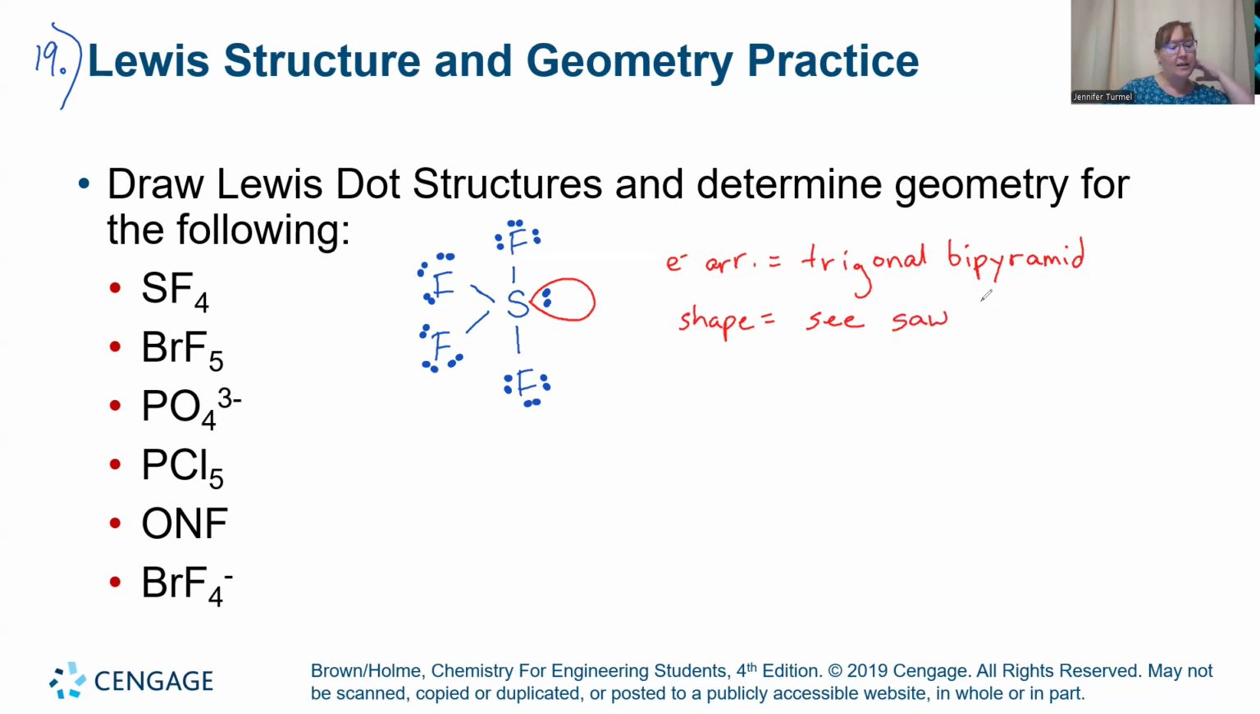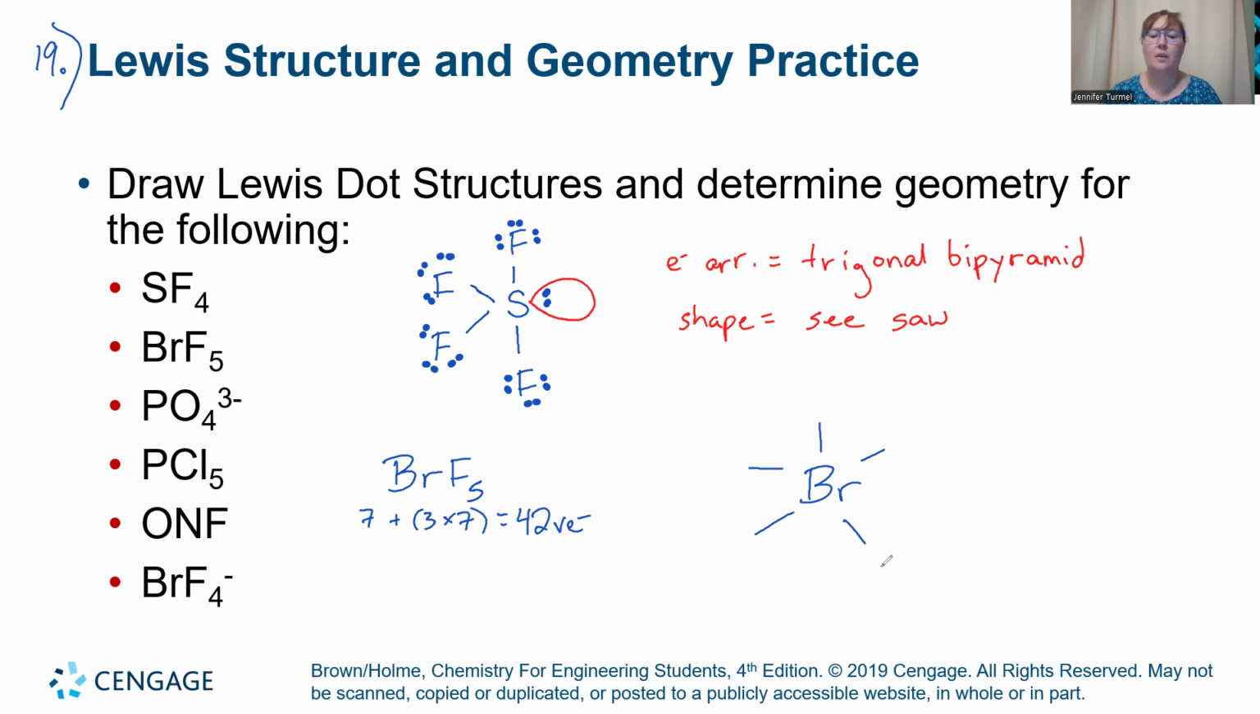If you didn't have any lone pairs on the central atom, they would match. Okay. All right. Now let's take a look at our next one, which is BrF5. So that one we'll need to kind of start from scratch on, BrF5. So we have 7 valence electrons plus 5 times 7, that's 35, and 7 is 42 valence electrons. Okay. And let's go ahead and think about our bromine. So we've got 5 on it. 1, 2, 3, 4, 5.